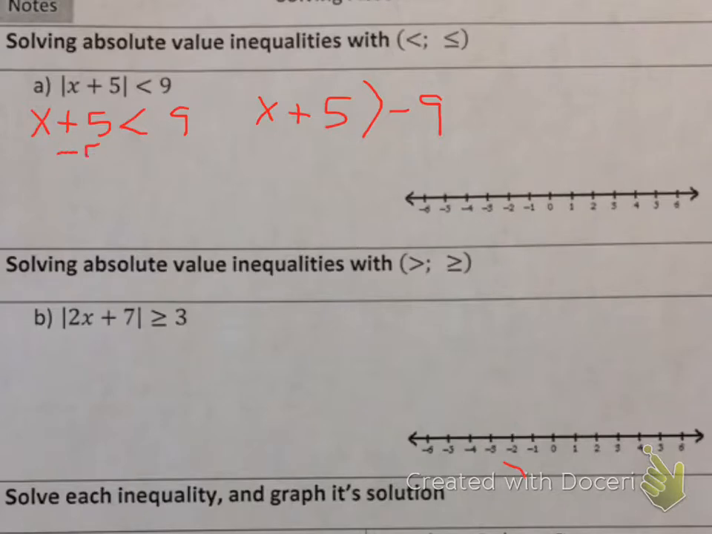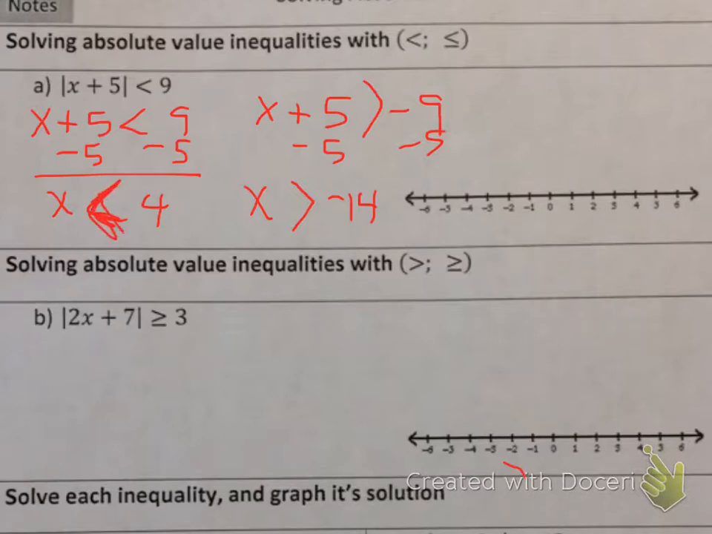So we're going to subtract the 5. So we have x is less than 4. We're going to subtract the 5 again. So we have x is greater than -14. I might have said the sign wrong over here. This is the less than. I can't remember if I said less than or greater than over there. But then we're just going to graph it.